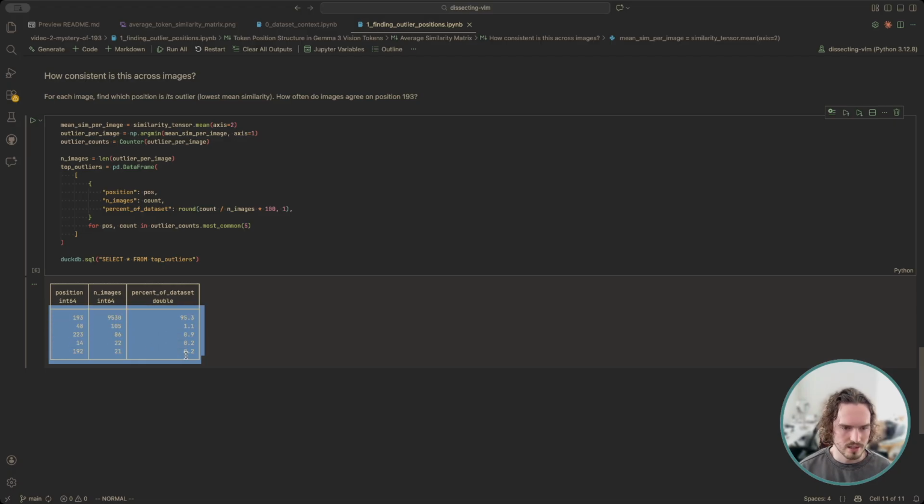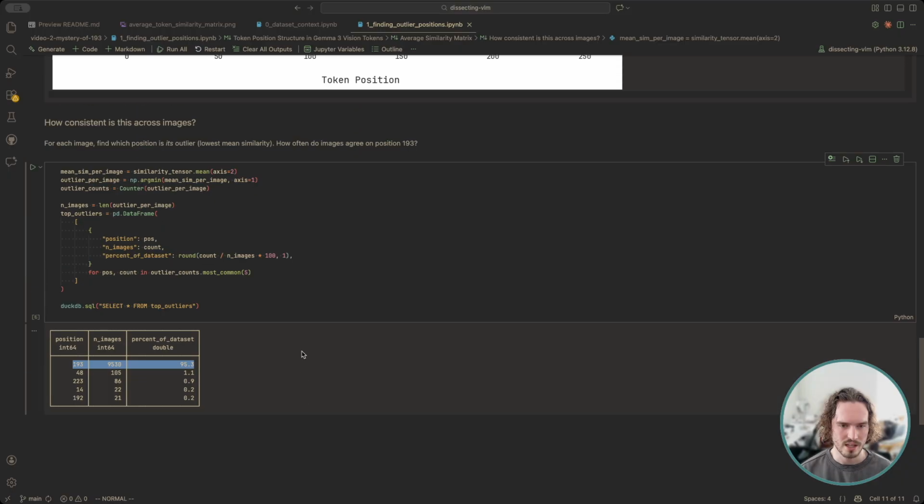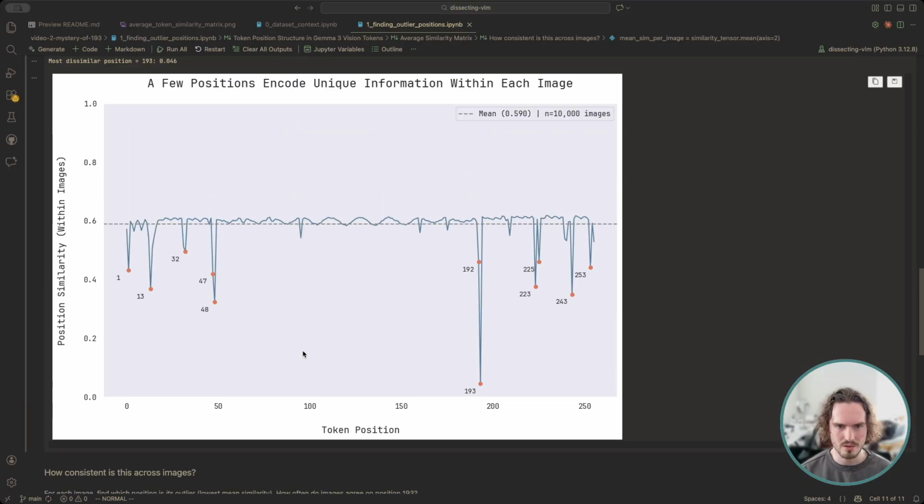Interestingly, there's only a handful of tokens that ever appear as outliers in our data set. But yeah, 95% of our data set has 193 as the outlier. So that tells me something weird is going on there.